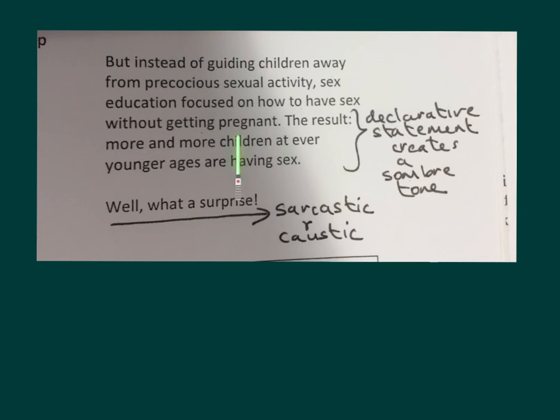Again, here then you can see, instead of guiding children away from precocious sexual activity, sex education focuses on how to have sex without getting pregnant. The result, more and more children at younger ages are having sex. This declarative statement creates a sombre tone. It creates a very matter-of-fact tone, as if the result is conclusive.